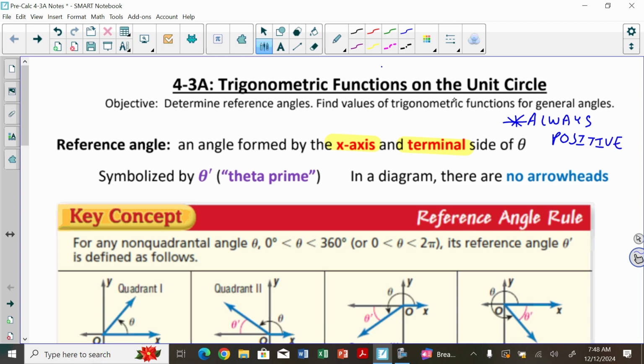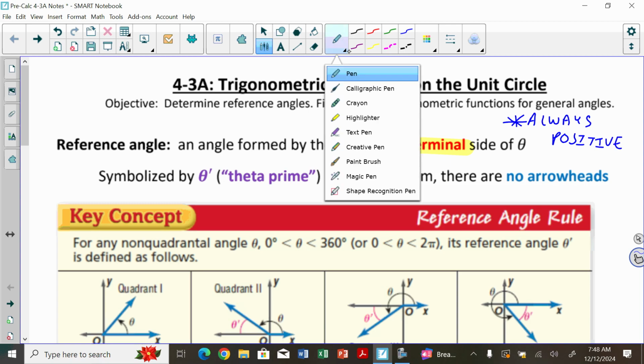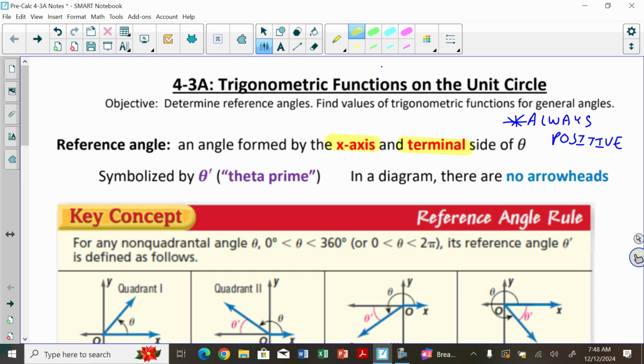Okay, we symbolize this by theta prime, is what we call it. Theta with a little dash, so it's theta prime, that's how we say it. And in a diagram, there's not going to be any arrowheads. There'll be an arrowhead for the initial angle, and then when you find a reference angle, you won't put an arrowhead on it.